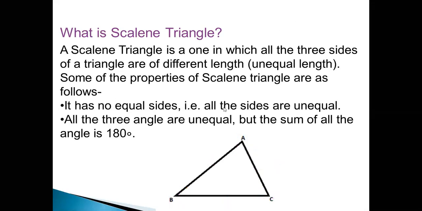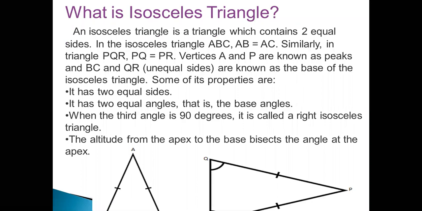So let's go for the second type of triangle. What is that? Isosceles triangle. Okay, so let us start with the isosceles triangle.